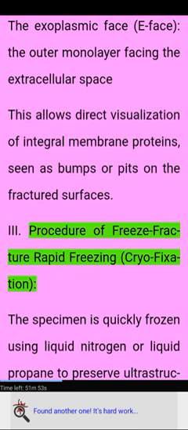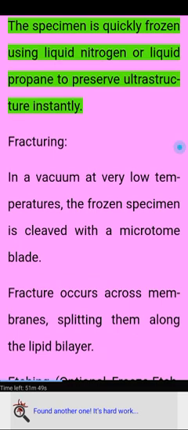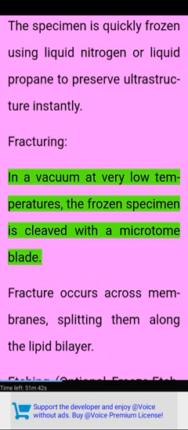3. Procedure of freeze fracture. Rapid freezing, cryofixation. The specimen is quickly frozen using liquid nitrogen or liquid propane to preserve ultrastructure instantly. Fracturing. In a vacuum at very low temperatures, the frozen specimen is cleaved with a microtome blade.